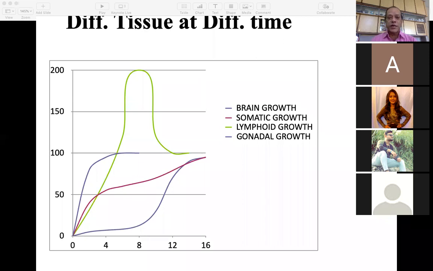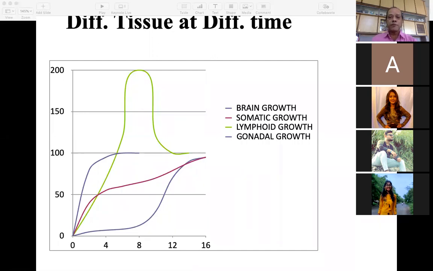Somatic growth usually has two peaks, the first 5 to 6 years and then during adolescence. The gonadal growth, as we know, will occur during the adolescent period. So you can see this graph, and very important is lymphoid growth. If you look at the graph, the lymphoid growth can be as high as 200% around 8 years of age. This is because the child is exposed to maximum infection in the first 6 to 8 years of age, because he starts going to school and is exposed to the maximum number of persons.